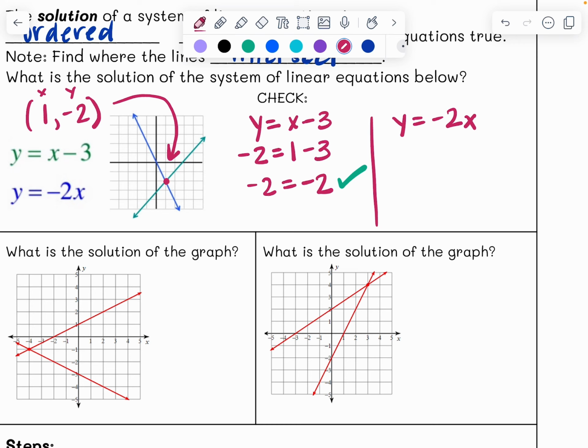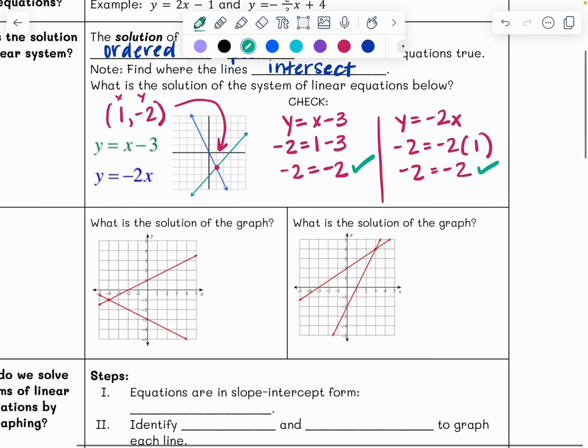Now let's try it for y equals negative 2x. Negative 2 equals negative 2 times 1. Negative 2 equals negative 2. That one works as well. So we don't have to do that for every equation, but that just shows you why this is true. They intersect at 1, negative 2, and those coordinates are a solution for these equations and where they intersect.